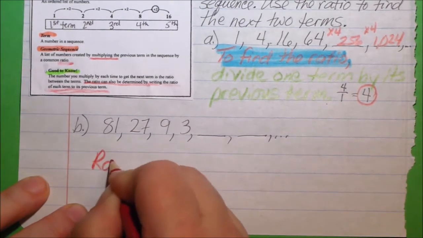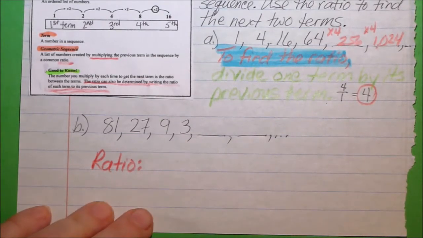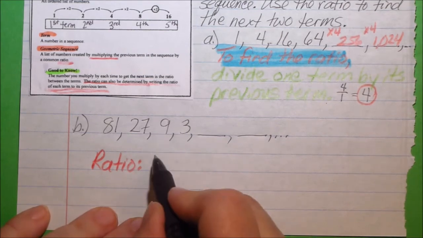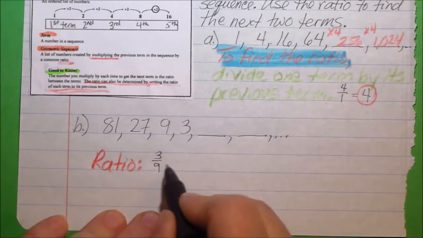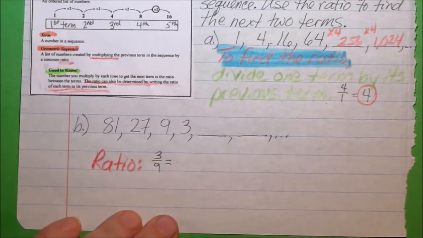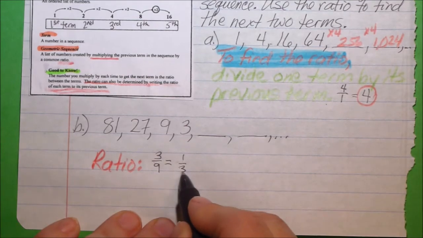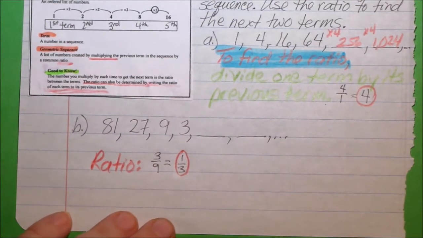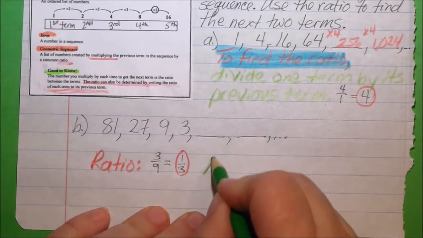So my ratio, I have to find it first. My ratio is, and I'm going to choose, let's see, 3 divided by 9. That looks nice and simple. 3 divided by 9. Correct? And that simplifies to, well, 3 goes into itself once and 3 goes into 9 3 times. So my ratio is 1/3. All right? So now I have to find the next two terms.